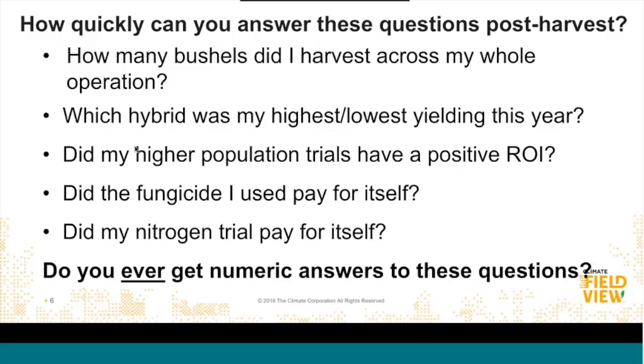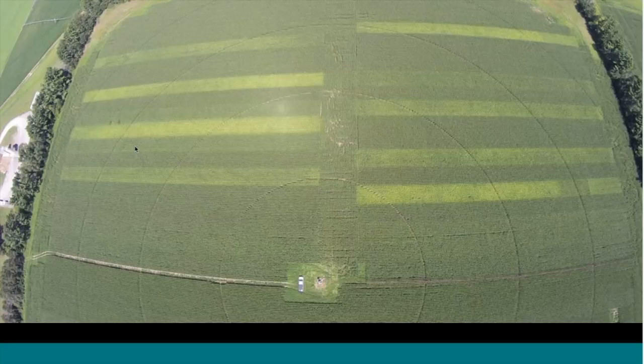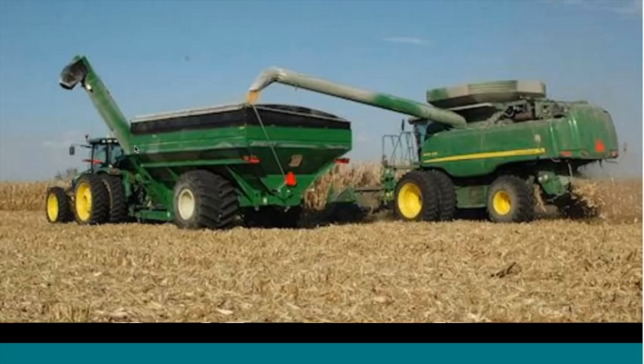It seems like it works, but what we really need anytime we put a trial in the field or we try some different practice is to understand quantitatively, was this better, was it worse, and how much better was it for me? Did it pay for itself? And that's really what we're going to be able to do with the Climate FieldView Plus platform. Because we should be doing things like this in the field. We should be putting in test strips of different products and different practices in the field so that we have yield and results that we can analyze at the end of the season.